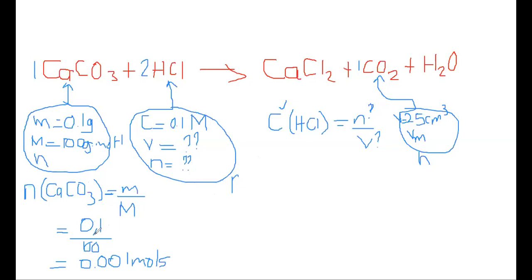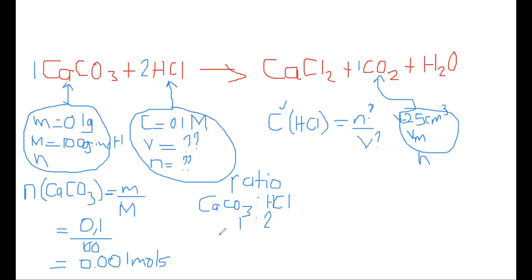Because it's 0,1 divided by 100, you just move your comma 2 places. Right. So you get your mole ratio. You're going to say calcium carbonate is to HCl. Right, what is the ratio? The ratio is 1:3. 1:2, sorry, not 3.